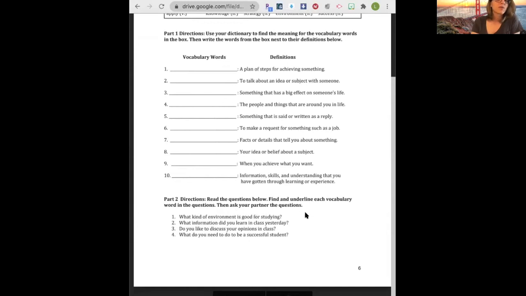Then ask your partner the questions. If you have a partner, great. If not, then that's okay. Just ask yourself the questions and go ahead and answer it for yourself.